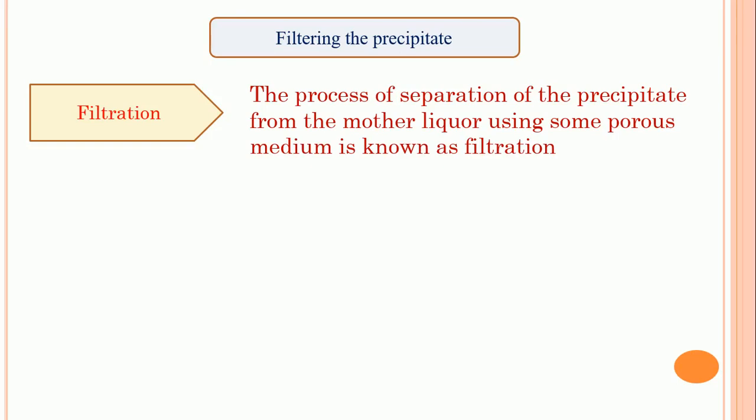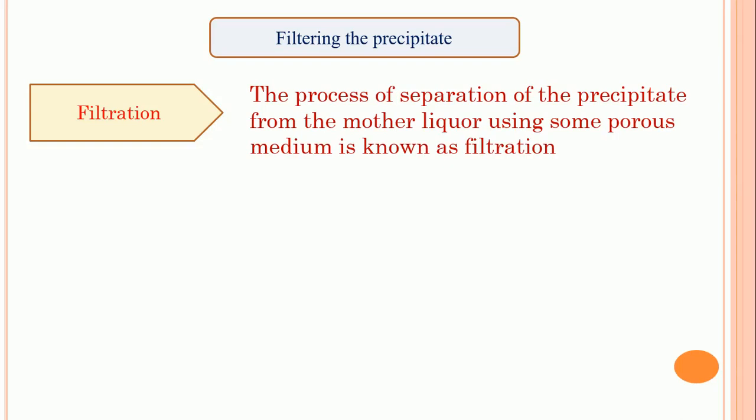For filtration, some special materials, or we can say special equipment, like filter paper, crucibles, and porous plates, are used. Filtration is a very easy task, but for the removal or separation of the pure component from the impurity or from the mother liquor, some special solvents are used for washing.